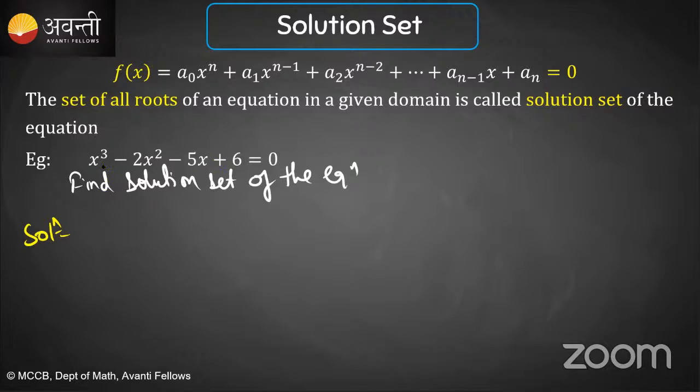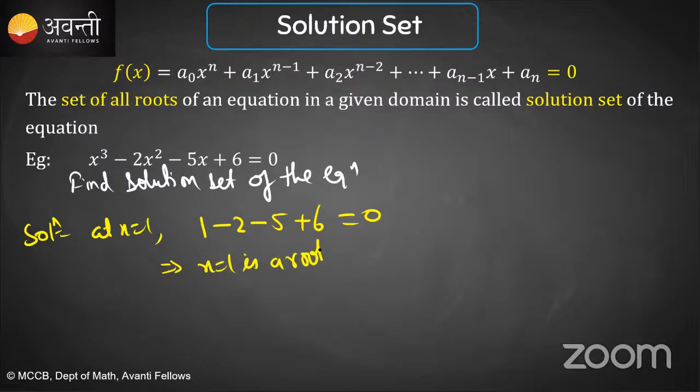See, if you put x is equal to 1, what do we get? We get 1 minus 2 minus 5 plus 6. What is this? This is 0. So it means x is equal to 1 is a root, right? But we know that this is a degree 3 equation, so it means it has 3 roots, right?